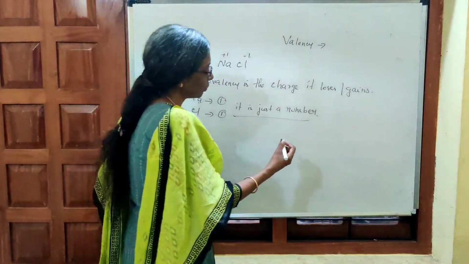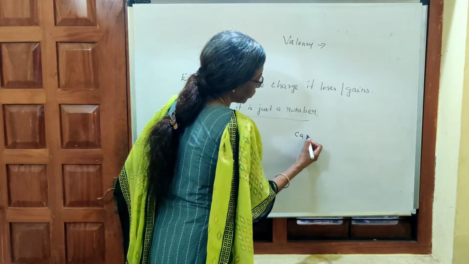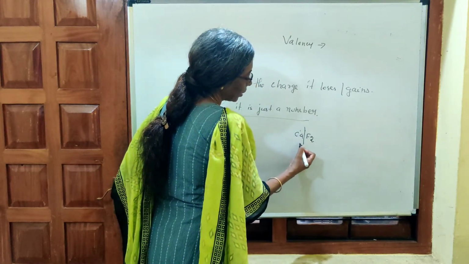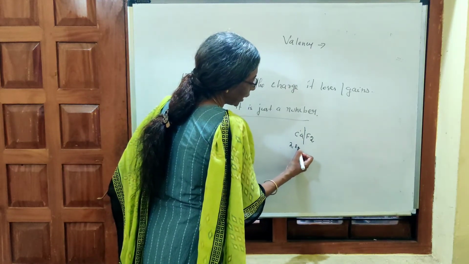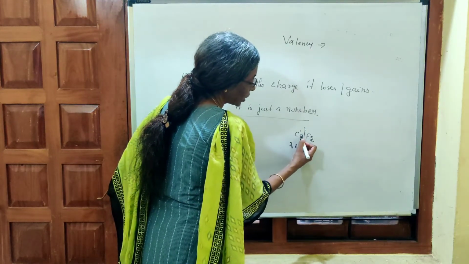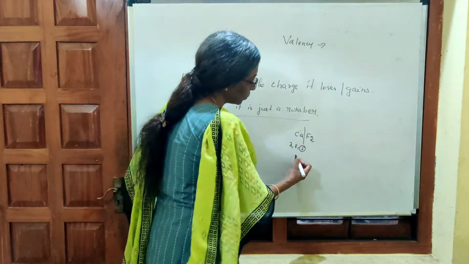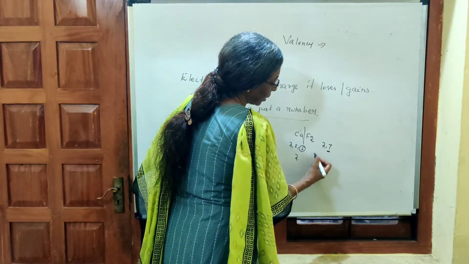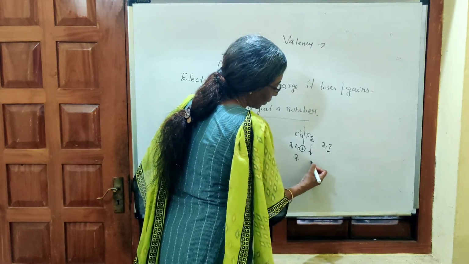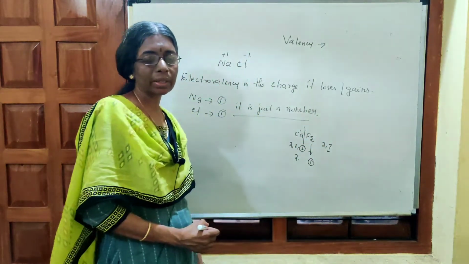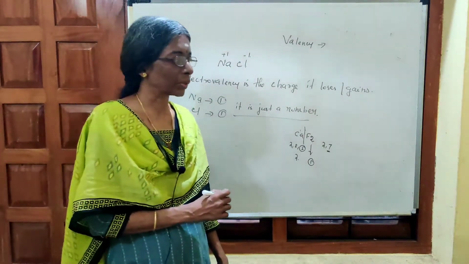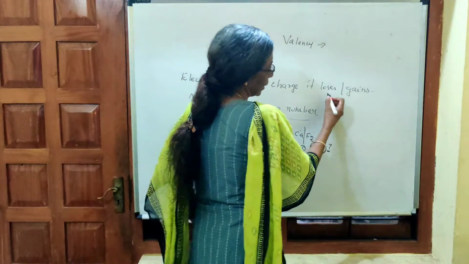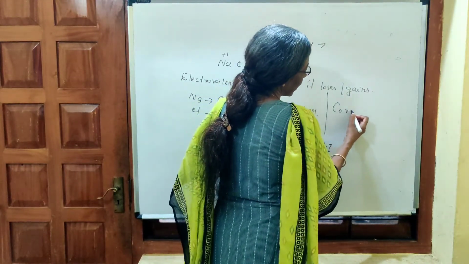So in case of, for example, calcium fluoride, calcium loses 2 electrons. So 2, 8, 2. So calcium's electrovalency is 2. Fluorine is 2, 7. It gains 1 electron. So its electrovalency is 1. Don't get confused, okay? That is for ionic compounds. But in covalent compounds, we call it covalency.